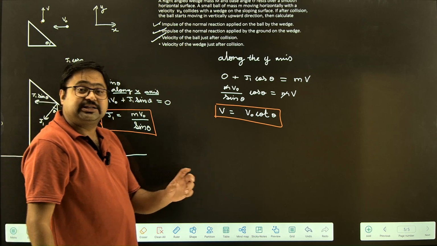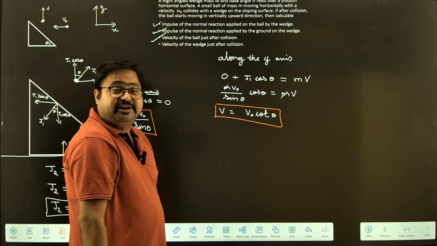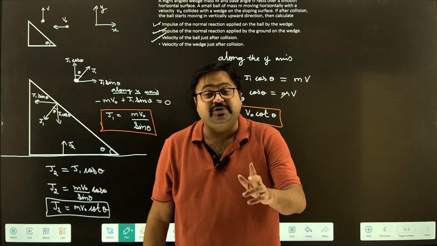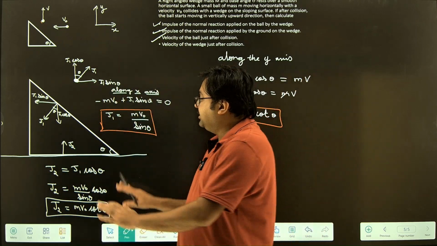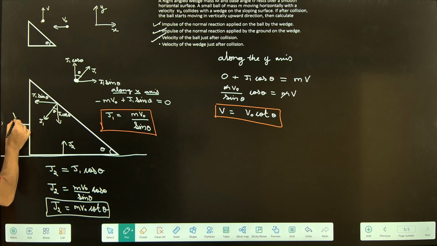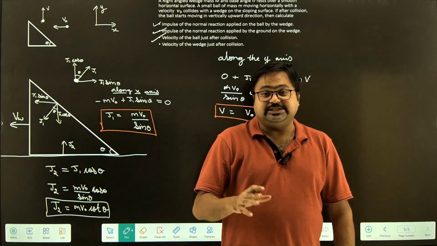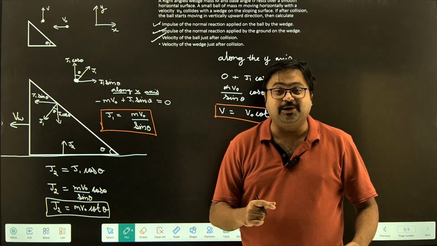Let's go and answer the last question now. The last question is, what is the velocity of the wedge after collision? Now we are talking about the wedge. The wedge has to move this way. Let me call this velocity Vw, that means velocity of the wedge. The velocity of the wedge depends on how hard the ball has hit the wedge.